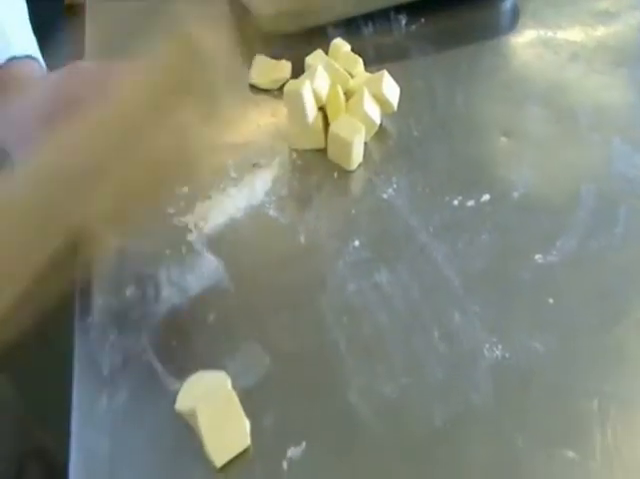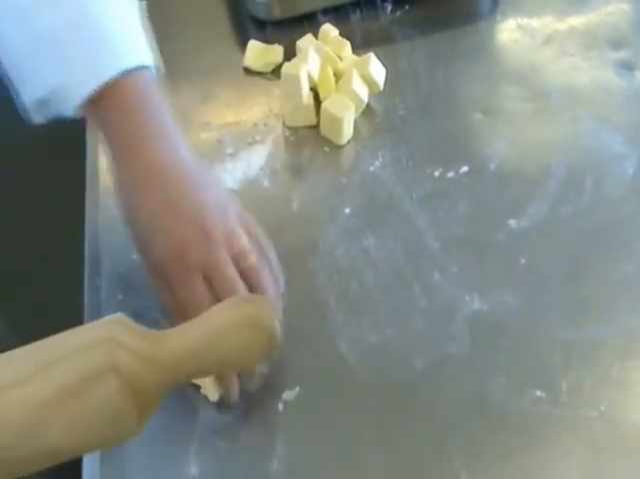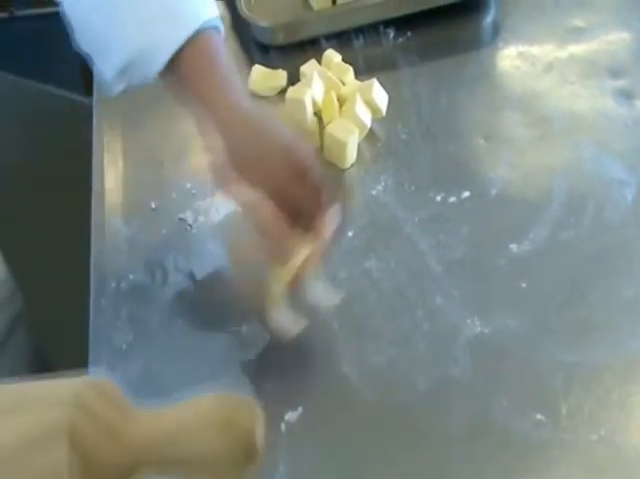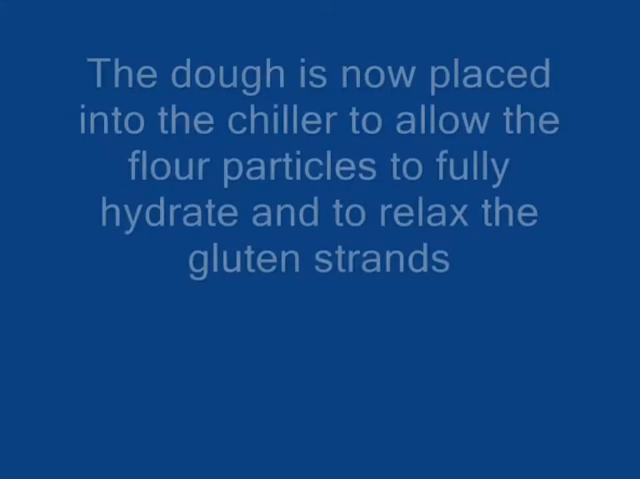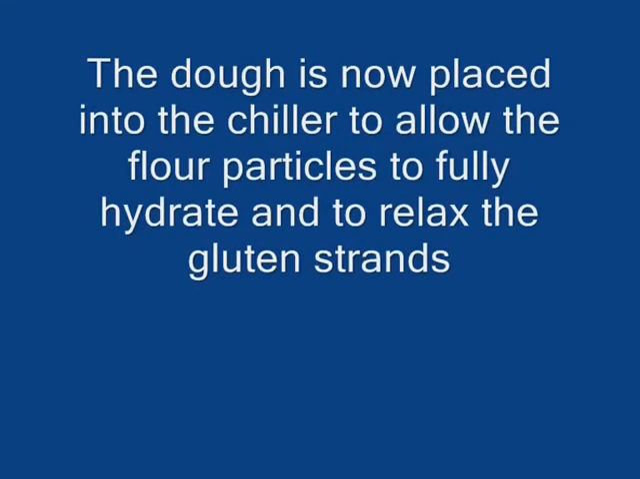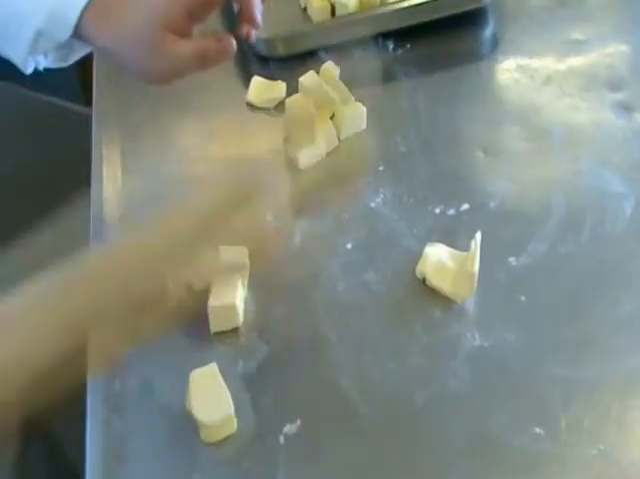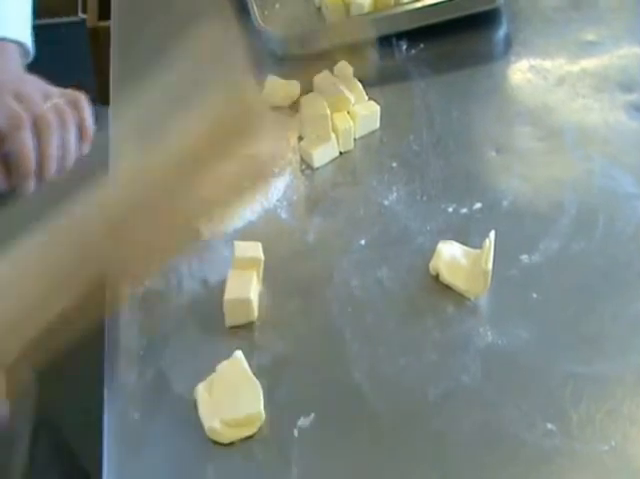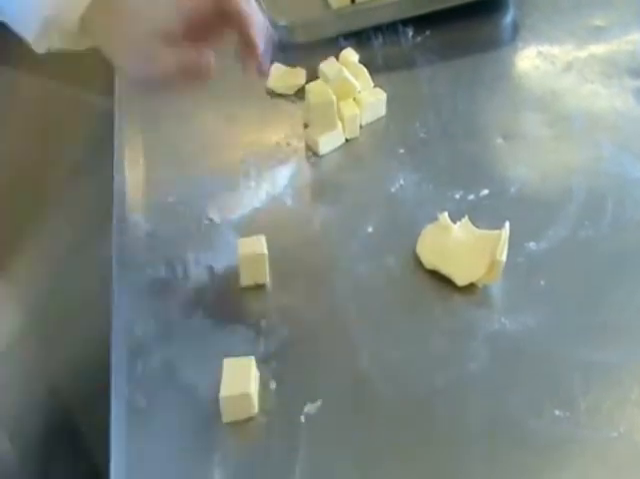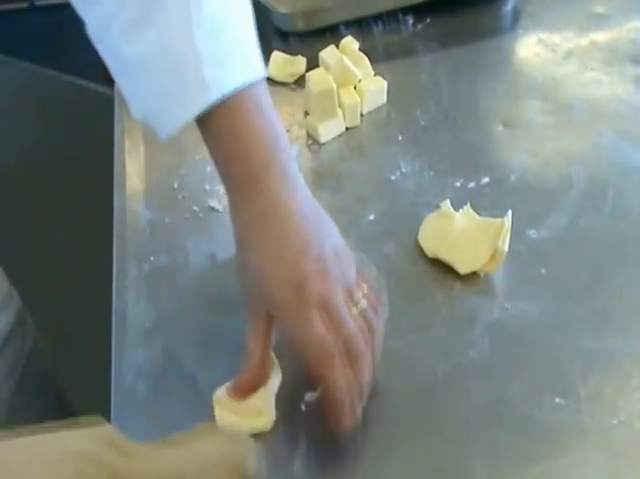We just place a little cross on it, and this is how we're going to incorporate the butter later on. It's then placed into the fridge and allowed to set for about half an hour. In this clip here we've taken 450 grams of unsalted butter.